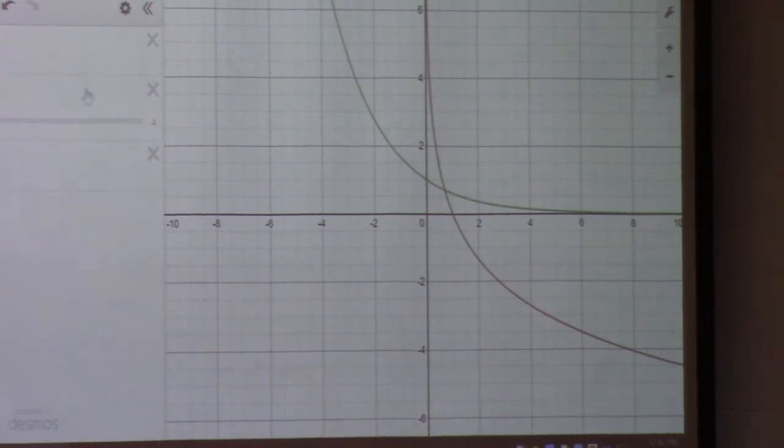What I'm trying to say is, if you hear somebody else talking about logarithms, I would assume by default they're talking about a base larger than 1. That's all I'm trying to say.